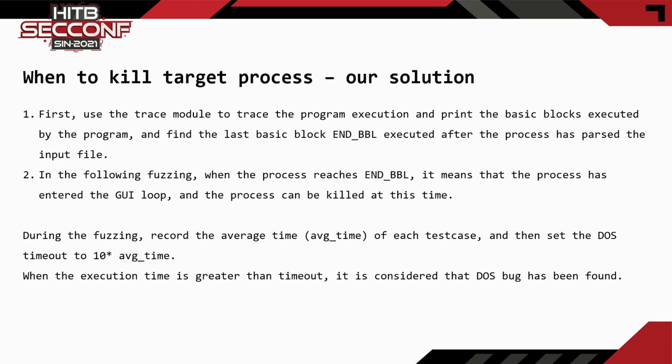In addition, during fuzzing, the fuzzer will also record the execution time of each test case, which is used to calculate the average execution time. The average execution time is used to calculate the timeout for DOS vulnerabilities. When the execution time is greater than the timeout, it is considered that a DOS vulnerability has been found.